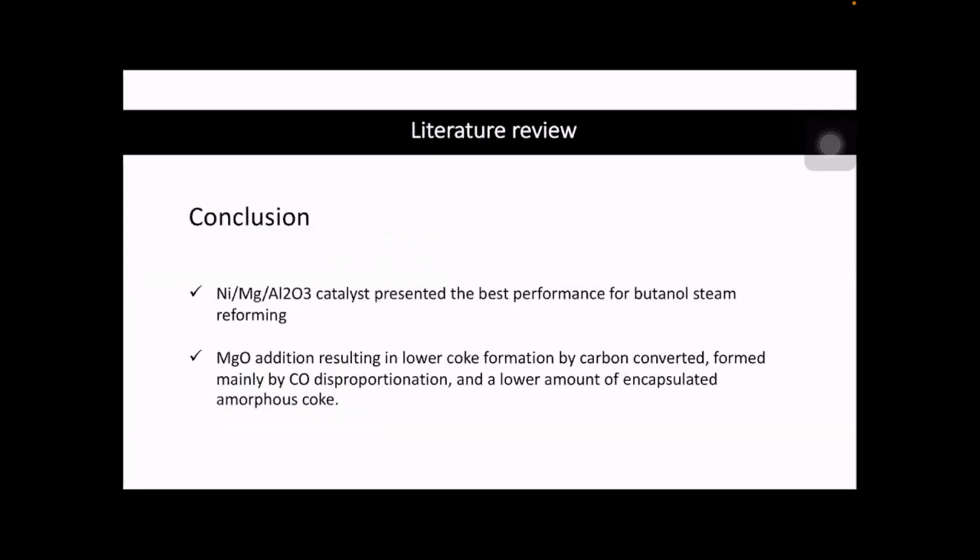In conclusion, the nickel magnesium oxide alumina catalyst presents the best performance for butanol steam reforming, and magnesium oxide addition results in lower coke formation, with carbon formed mainly by CO disproportionation and a lower amount of encapsulating amorphous coke.